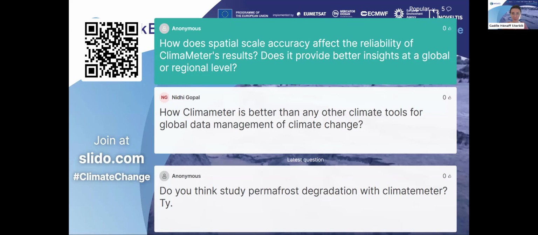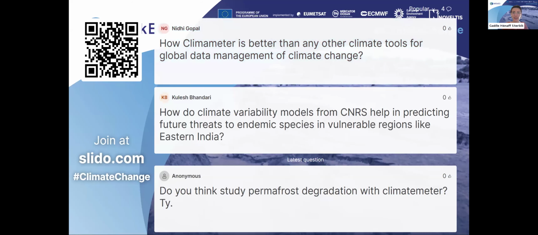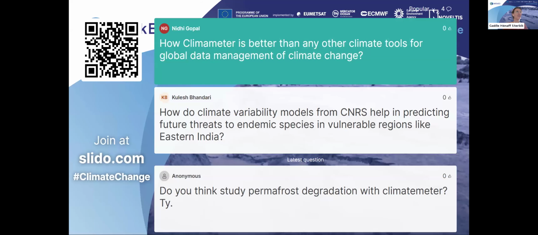Okay, thanks for the explanation. I think it's clear now. The next question is a tricky question. How is climameter better than any other climate tools for global data management of climate change? So I would say that, I will reinterpret the question, and thanks for this question, as compared with other attribution frameworks that have the same goal.